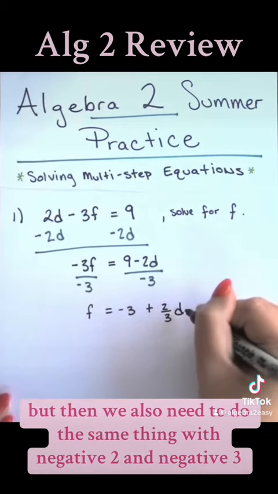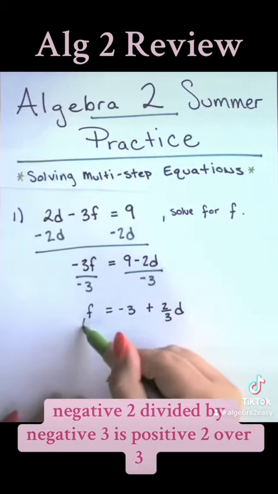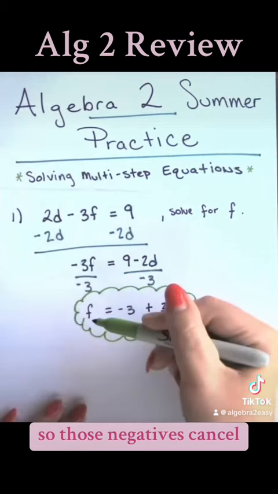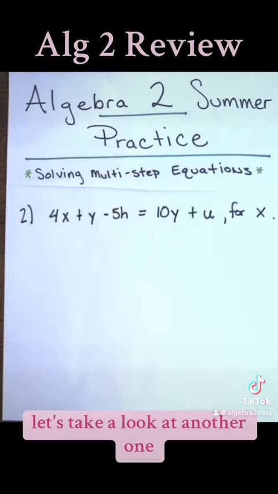But then we also need to do the same thing with negative 2 and negative 3. Negative 2 divided by negative 3 is positive 2 over 3, so those negatives cancel. And there's our final answer. We have solved a literal equation for f. Let's take a look at another one.